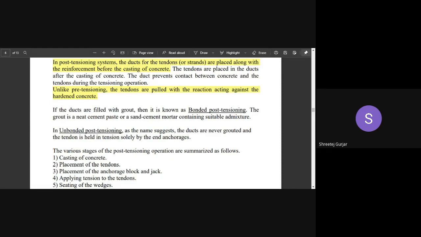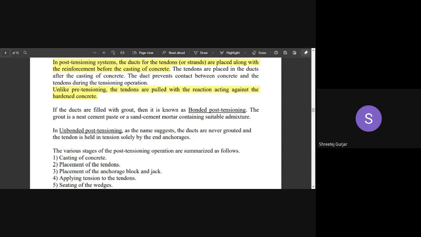Next, if the ducts are filled with grout, when we place our tendons, we tension, and later, after the tensioning is done, if we grout those ducts, if we fill the space between your tendons and your concrete, we fill your duct with grout, it is known as bonded post tensioning. If your ducts are filled with grout, it is known as bonded post tensioning.